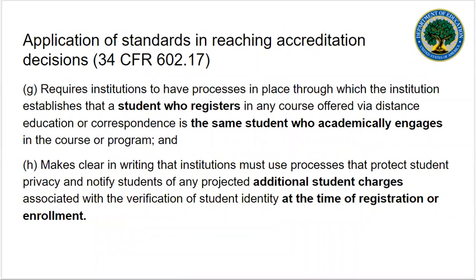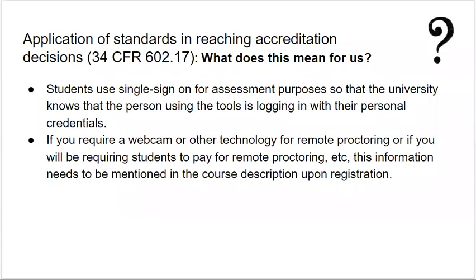Finally, the federal regulations address academic honesty. Students signing up for the course must be the ones that engage in the course. Much of that is supported through DoIT's appropriate use of information technology policies, which state that students are not allowed to share their login information, they should be creating difficult passwords, and they cannot disguise their identity.